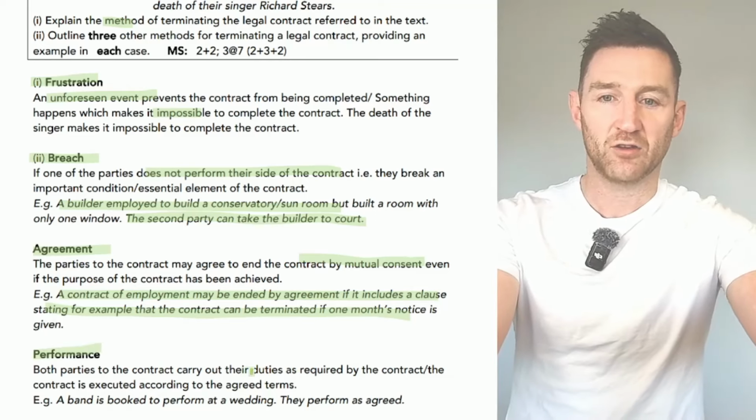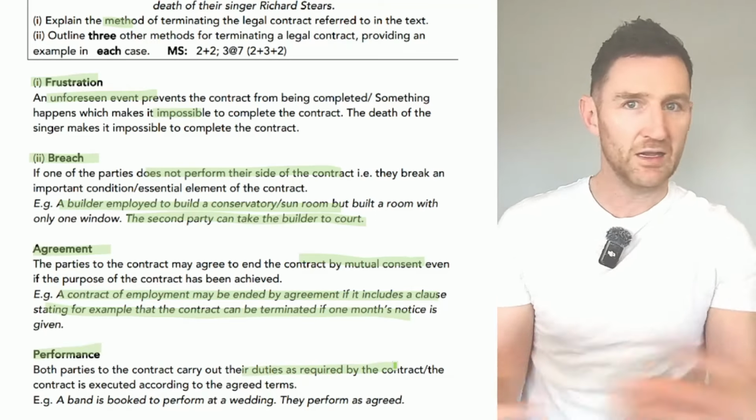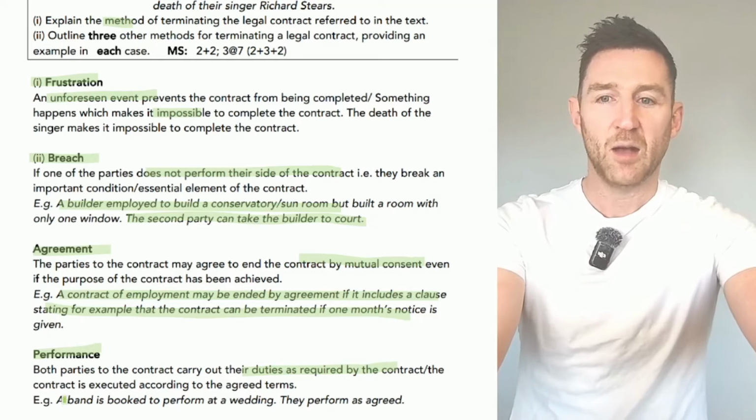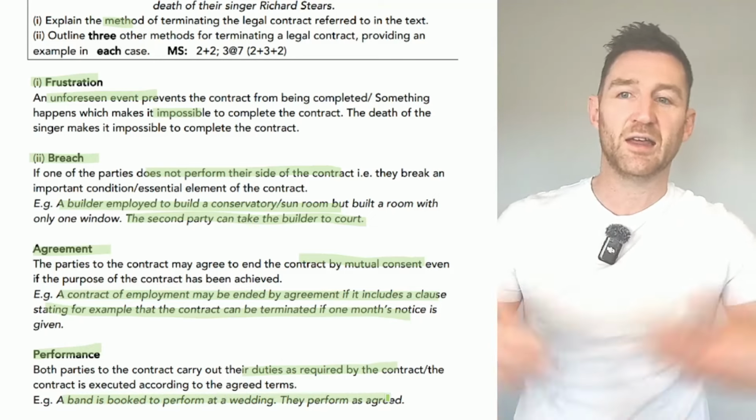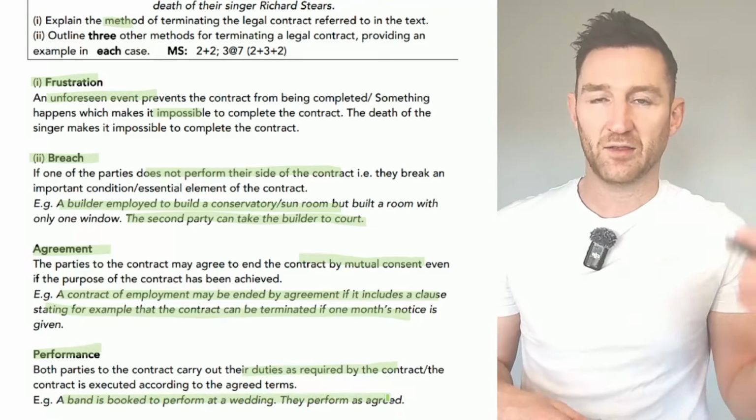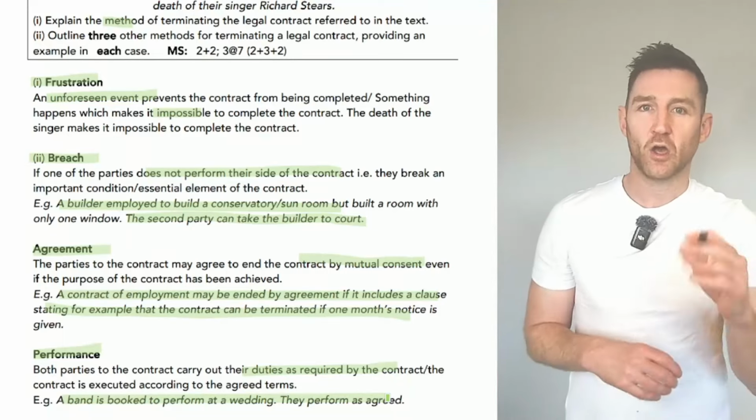Performance. Both parties carry out their duties, their contractual obligations. Easy marks. Know what the key thing is. A band is booked to perform at a wedding. They perform as agreed and they get paid. So state, explain, example. Know what the key things are. Go and practice the questions.